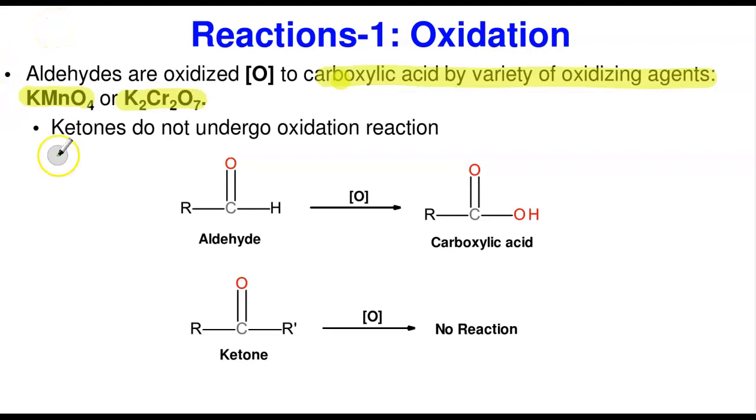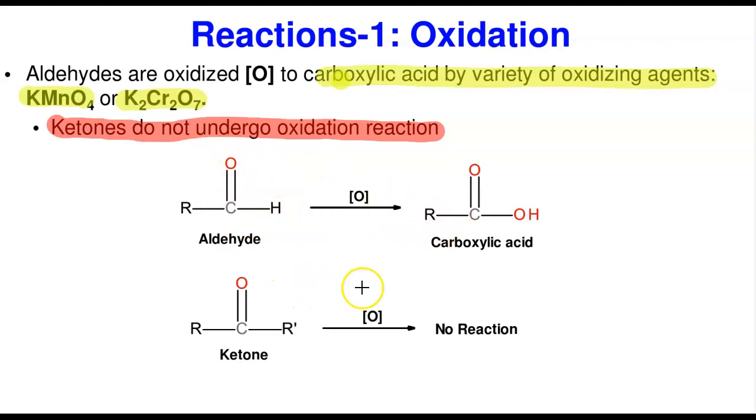I'm going to try to use a different color. Ketones do not undergo oxidation reaction. So if I ask you what's the chemical difference between aldehydes and ketones, what you're going to give me is that whereas aldehydes undergo oxidation reactions, ketones do not. What is the reason? Because ketones are already oxidized. Let's see an example. Now this is an aldehyde. Remember, an aldehyde is known by having the carbonyl carbon and a hydrogen.